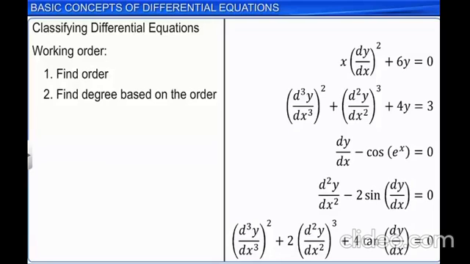The first three differential equations are polynomial differential equations in different order derivatives. In the fourth and fifth equations, even though there are derivatives, there is a trigonometric function of the derivative. So these are not polynomial differential equations, and therefore their degree cannot be found. The order and the degree of only polynomial equations can be determined.